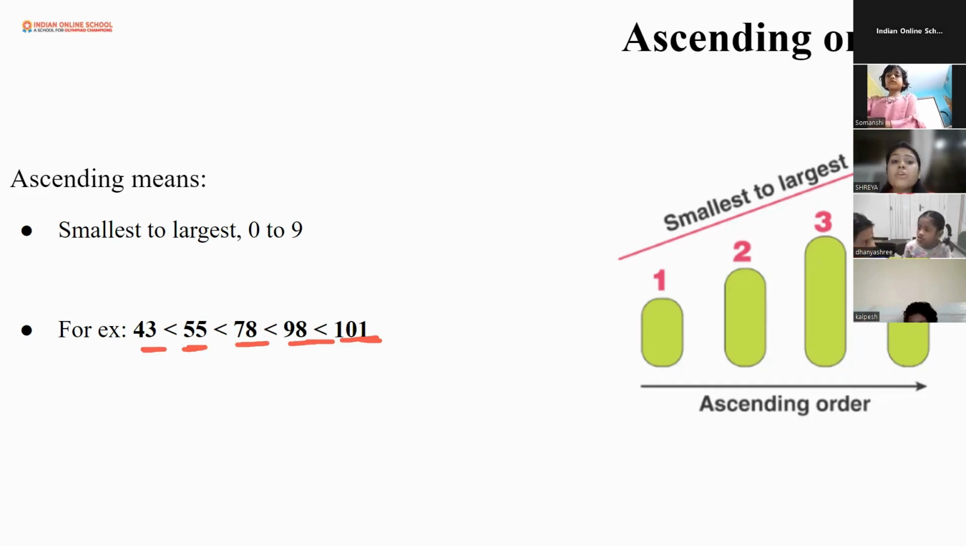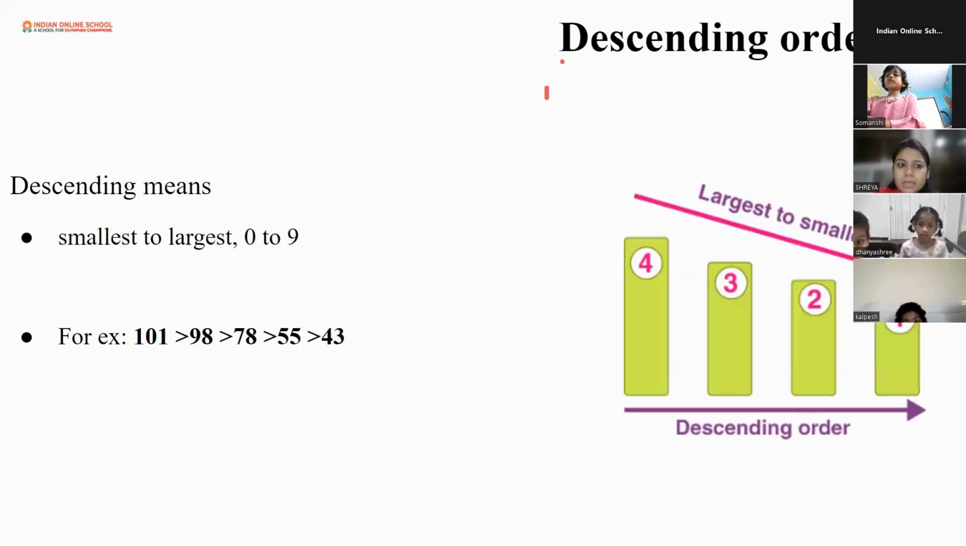How can you remember? Descending starts with D, right? Descending means coming down. So, D for down, D for descending. You can remember this way. So, descending means coming down, from large to small.